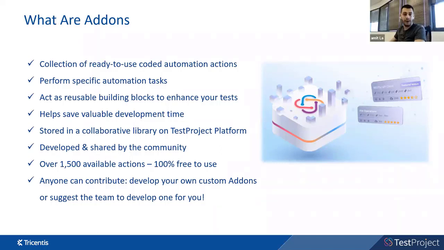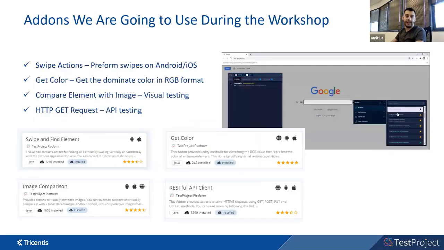So let's talk a little bit about what add-ons are, and then we will continue to our workshop together. Add-ons are essentially code blocks that are ready for you that you can utilize in your automation and in your tests. It makes your life very, very easy and convenient. You can just get this add-on and use it whenever you want, as many times as you need in your test.